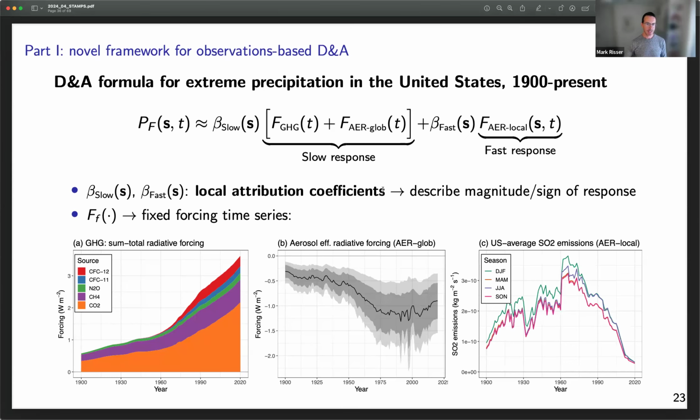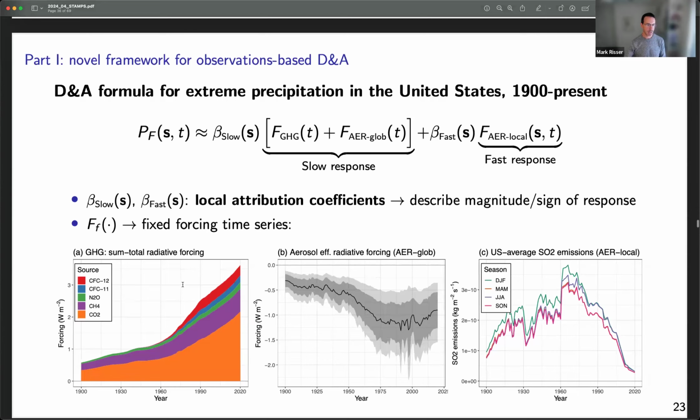The forcing, the capital Fs up here on the right-hand side, are actually going to be a fixed forcing time series, and this is what I'm plotting here at the bottom. So we have a greenhouse gas forcing time series, this global aerosol radiative response time series, and then we have a local aerosol piece over here. Before I step through these, these are observational quantities in the sense that they're reconstructed. We have a pretty good sense of what the greenhouse gas emissions have been over the last several hundred years.